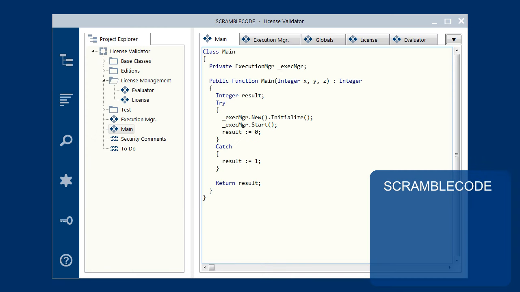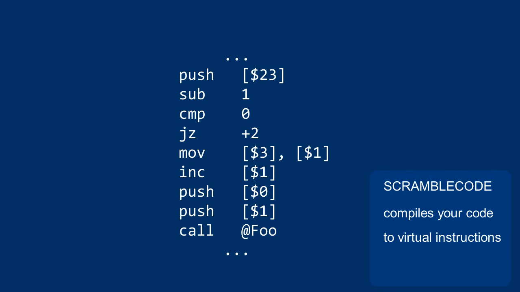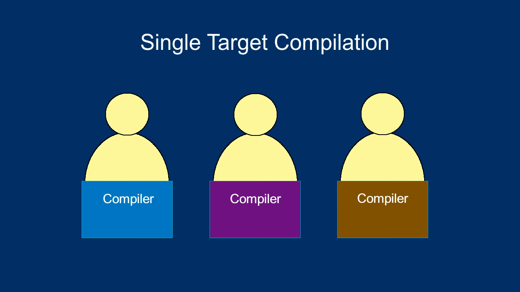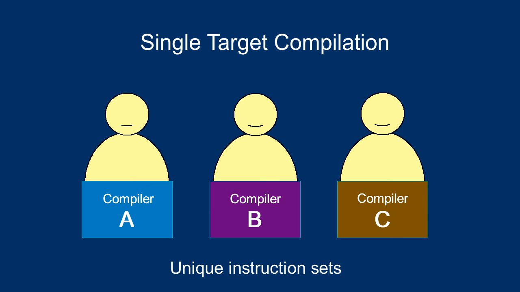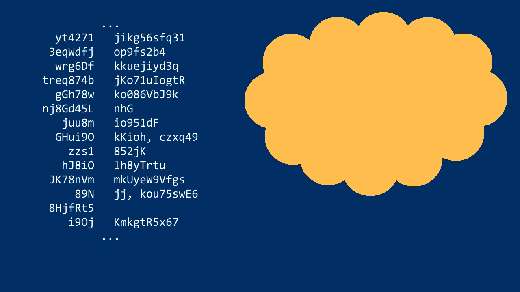SCRAMBLECODE is a new programming language which compiles your source code into instructions that are encrypted individually to the core. SCRAMBLECODE implements a single target compilation technique where each customer uses a different set of instructions for the compiler. This technique, used in combination with encryption, makes disassembling and code attacks almost impossible to perform.